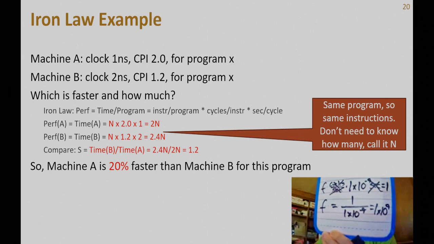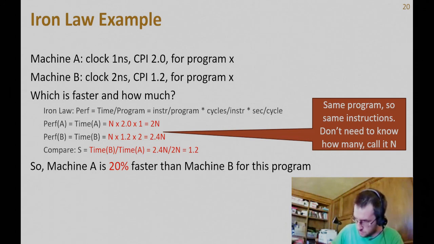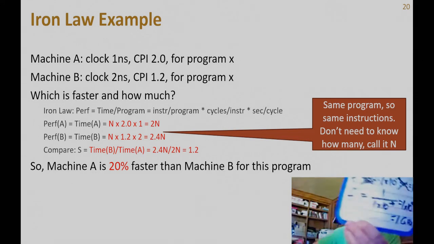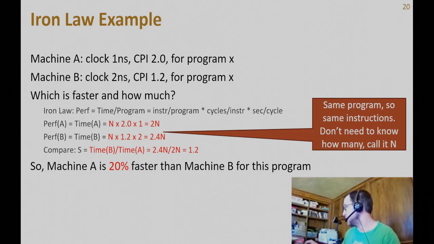1 times 10 to the 9th. Well, 10 to the 9th is the SI prefix for giga. So that's 1 giga, and the unit at the end is hertz. So 1 gigahertz. With a 1 nanosecond cycle time, the frequency is 1 gigahertz.